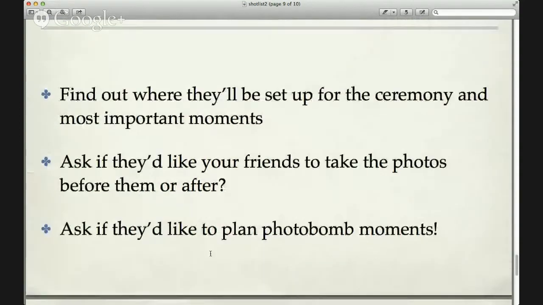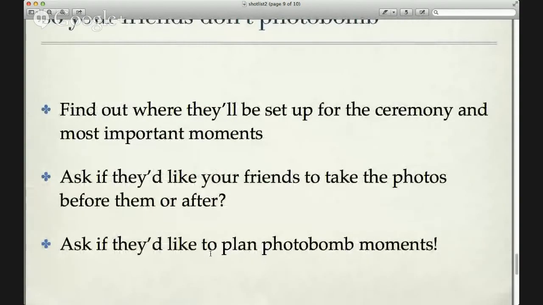And then also ask the pro if they want to plan photobomb moments, because a lot of times those are hysterical to look at later, or video bomb moments. You know, ask them if they want to plan something with your friends.